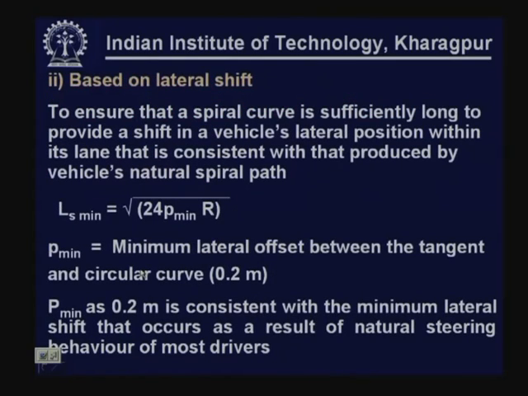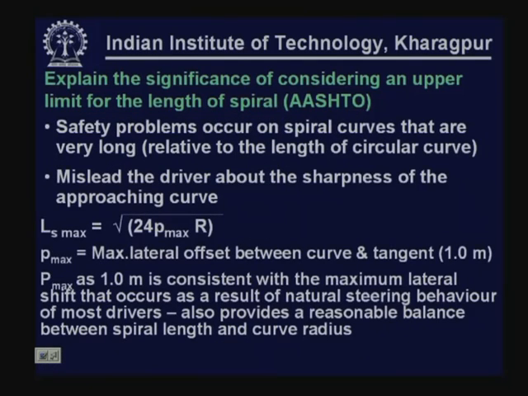The other aspect is based on the lateral shift, to ensure that a spiral curve is sufficiently long to provide a shift in a vehicle's lateral position within its lane that is consistent with that produced by the vehicle's natural path. Here, P minimum value is used as 0.2 meter. This is consistent with the minimum lateral shift that occurs as a result of natural steering behavior of most drivers. Considering that lateral shift, we get the minimum length of the curve, and the higher of these two values should be accepted.